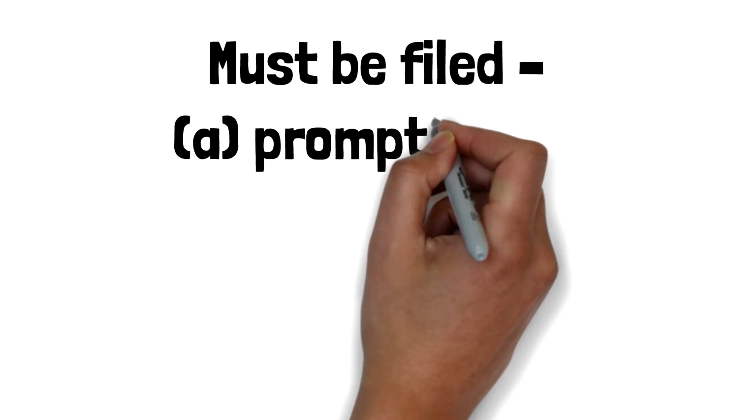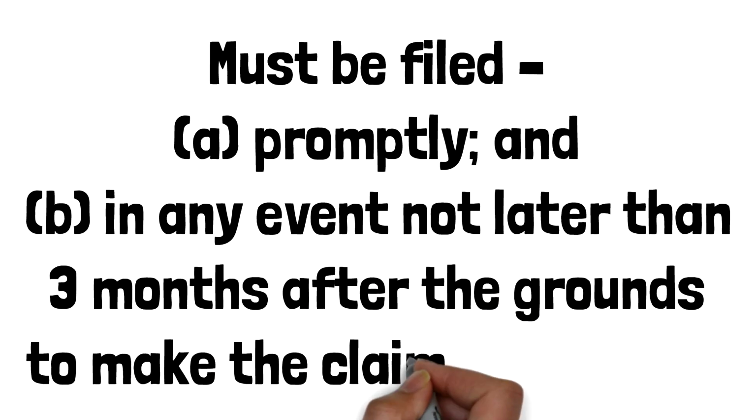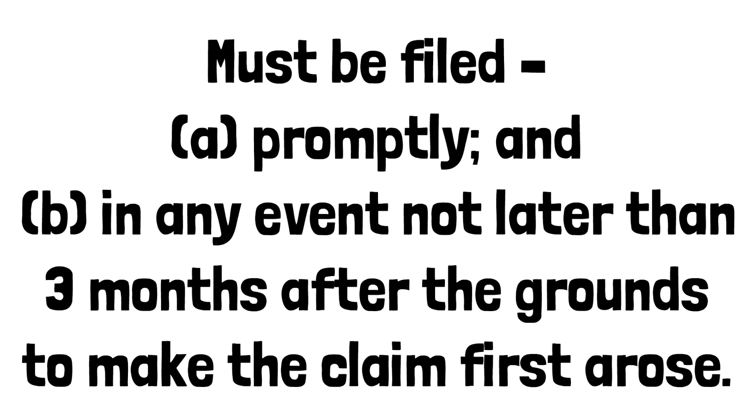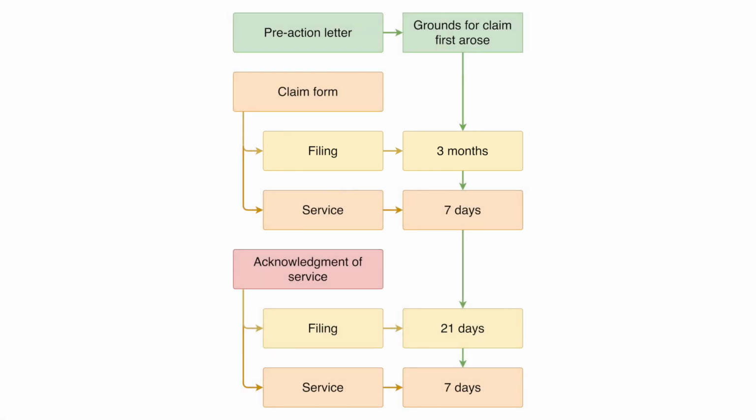The judicial review claim form must be filed promptly and in any event no later than 3 months after the grounds to make the claim first arose, unless any other enactment specifies a shorter time limit for making the claim for judicial review. For example, there's very specific planning cases or procurement cases where a different time frame applies. So the rule on filing the claim form is that it must be filed with the court within 3 months after the grounds to make the claim first arose.